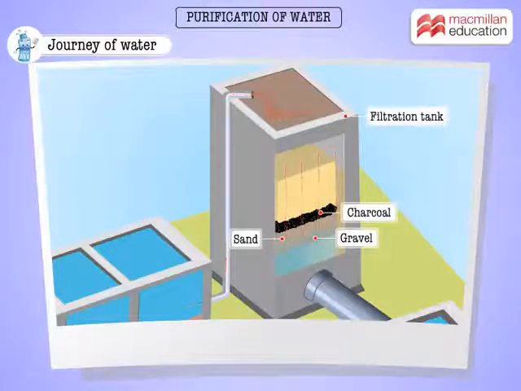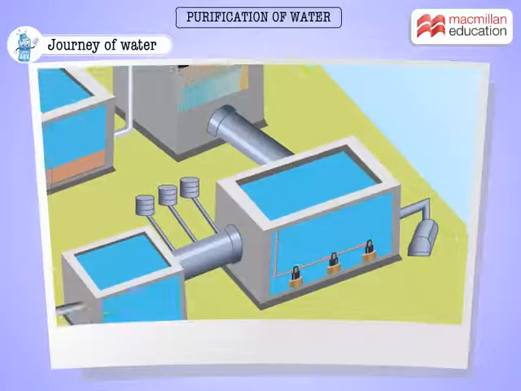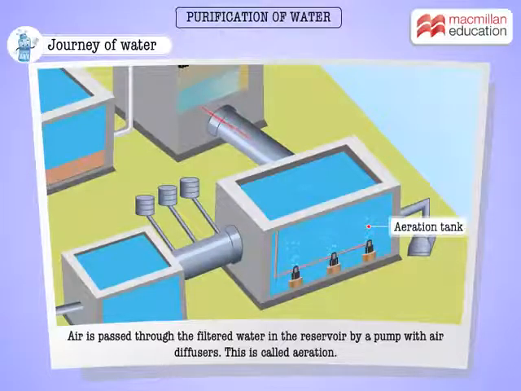The third stage of purification process is aeration. Air is passed through the filtered water in the reservoir by a pump with air diffusers. The circulation of air reduces the concentration of taste and odor-causing substances. This process is known as aeration.